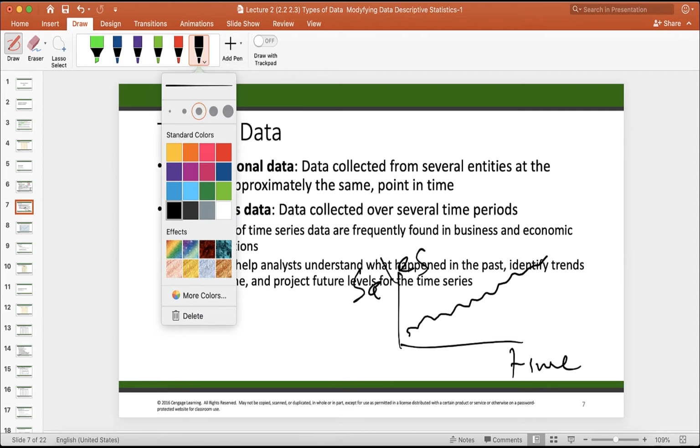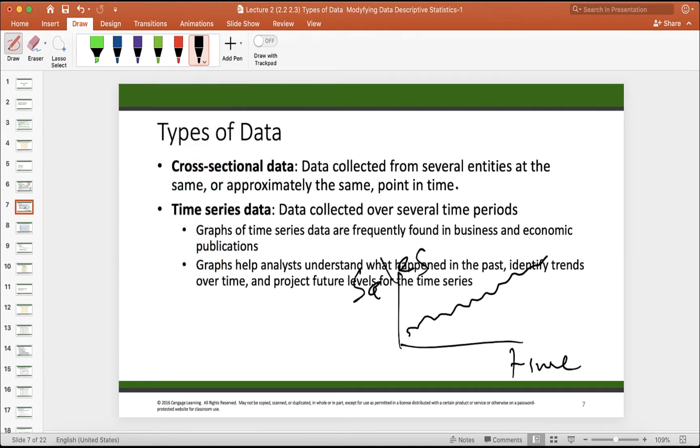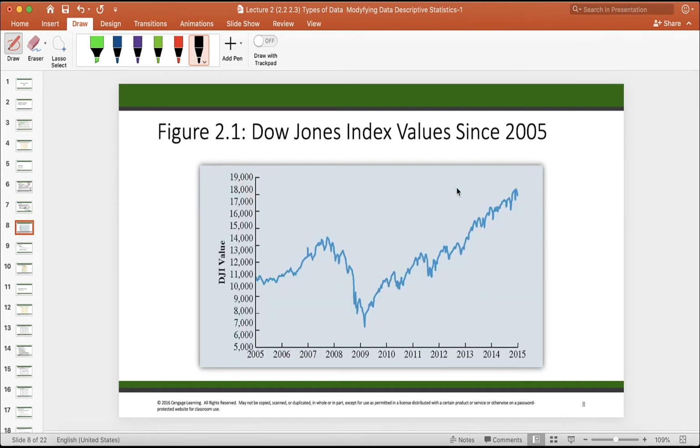When we move on to the next slide, we've got the Dow Jones now, but the Dow Jones is not giving us a snapshot, it's giving us a time series of data. You can see the data as it's changing over time. And so this is time series analysis. We can actually see what happened in the past, and we can try and predict what's going to happen in the future over here.